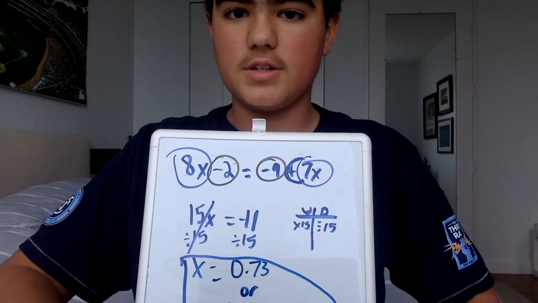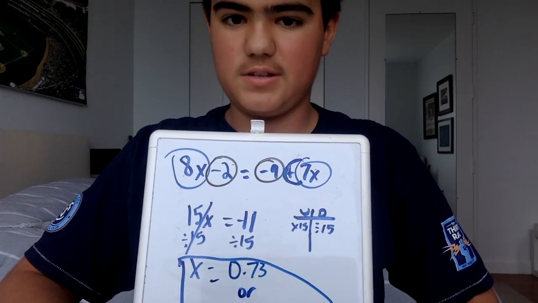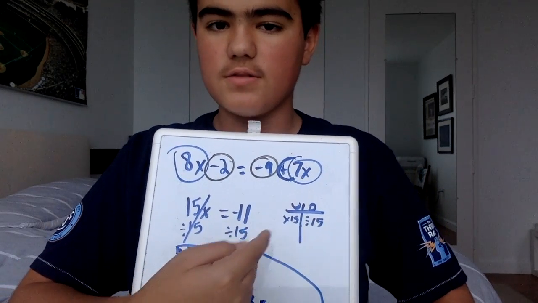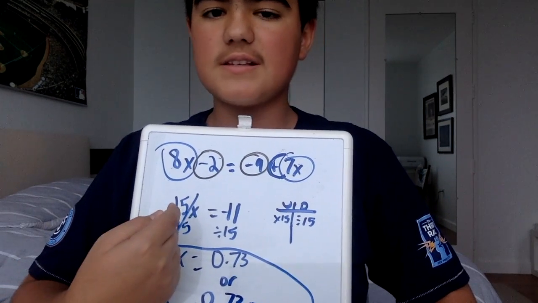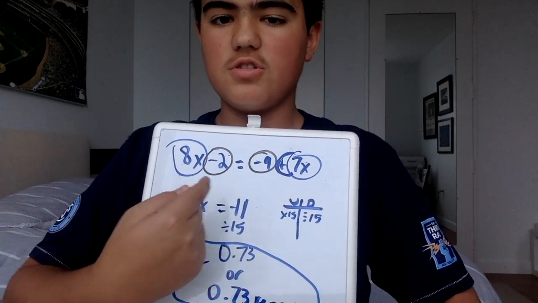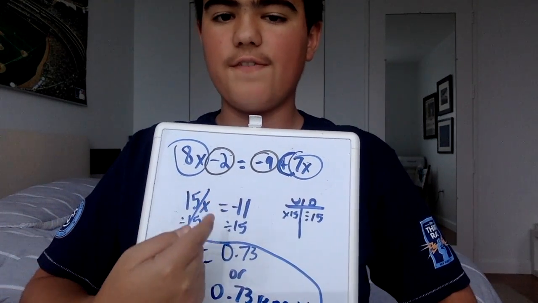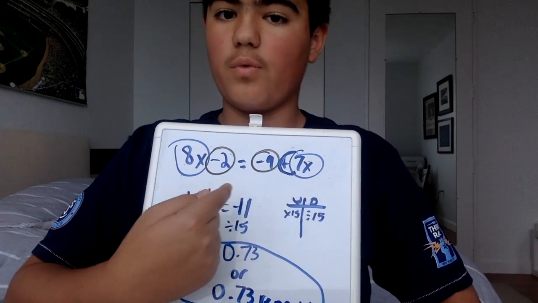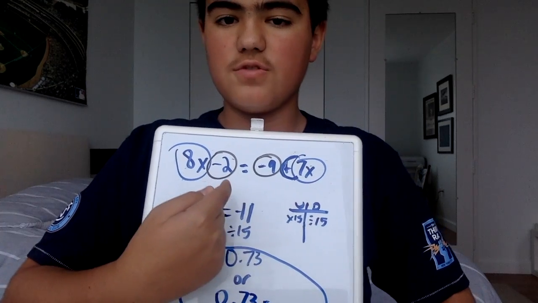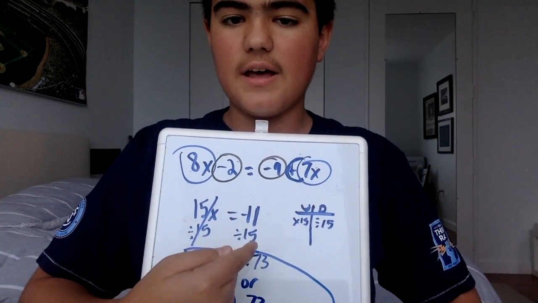Our next equation is multi-step equations. Let's get started. First, you have to combine like terms. In this example, 8x and positive 7x are like terms, so you add those together, and that is 15x. The other two are also like terms. Negative 2 minus 9 is negative 11.